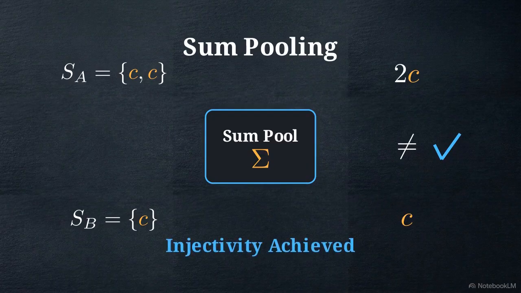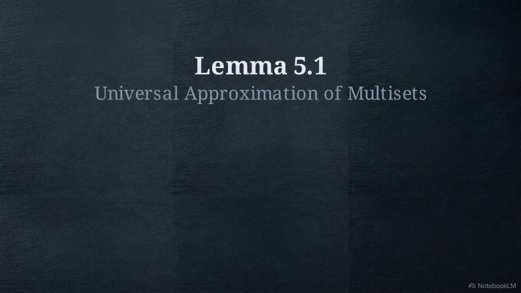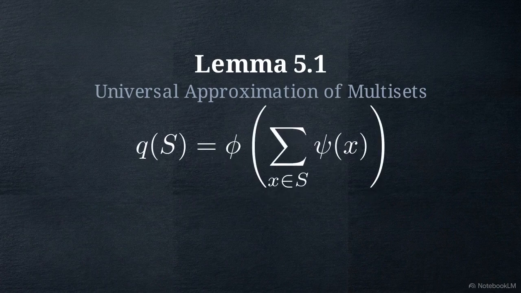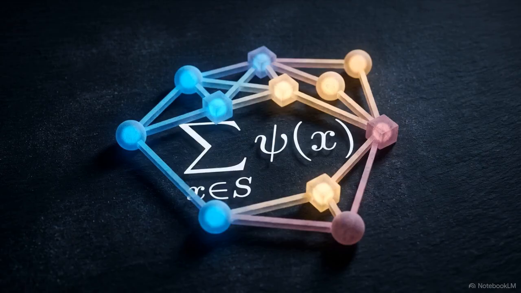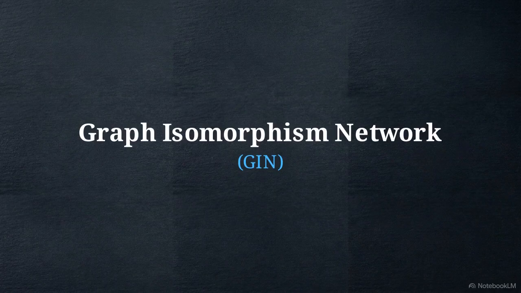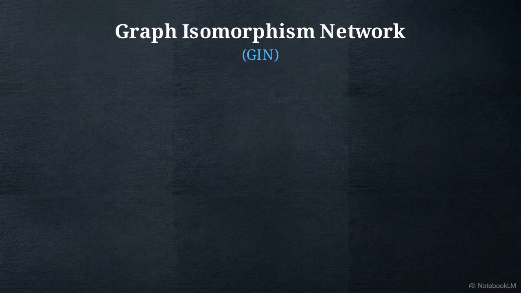This aligns with Lemma 5.1, the universal approximation of multisets. It states that any injective multiset function can be constructed by applying a function phi to each element, summing those results together, and then applying an outer function. Because multi-layer perceptrons act as universal approximators, we can directly implement this lemma inside a neural network. We can now build a highly expressive architecture known as the graph isomorphism network, or GIN.